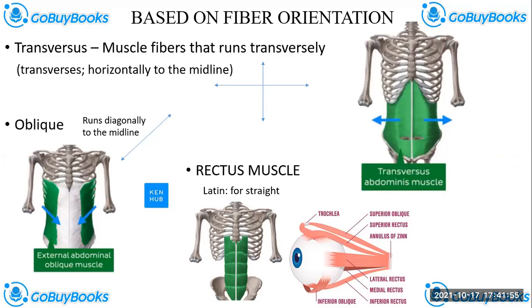Isn't the rhomboid muscle anterior and the trapezius posterior? Are they lying over one another? Yes, the rhomboid muscle is a posterior muscle. It's located at your back.